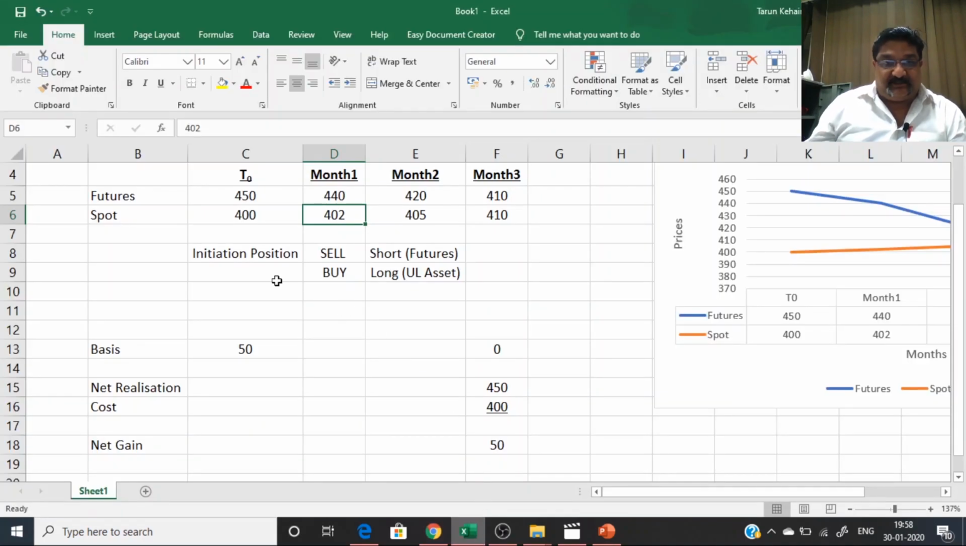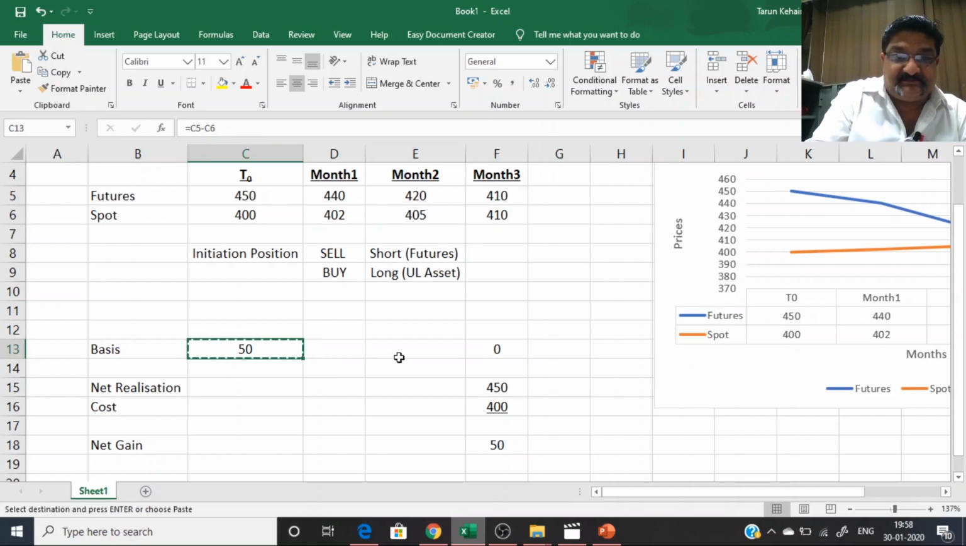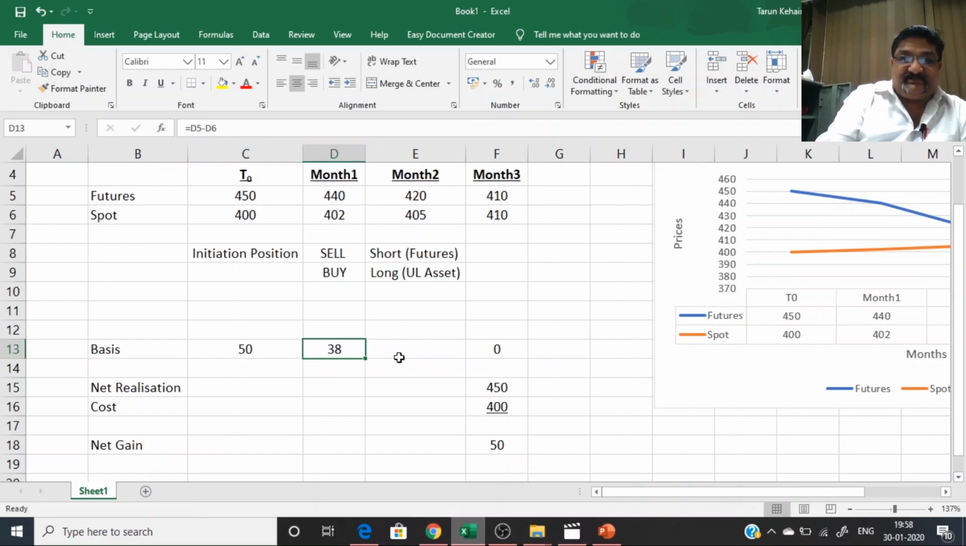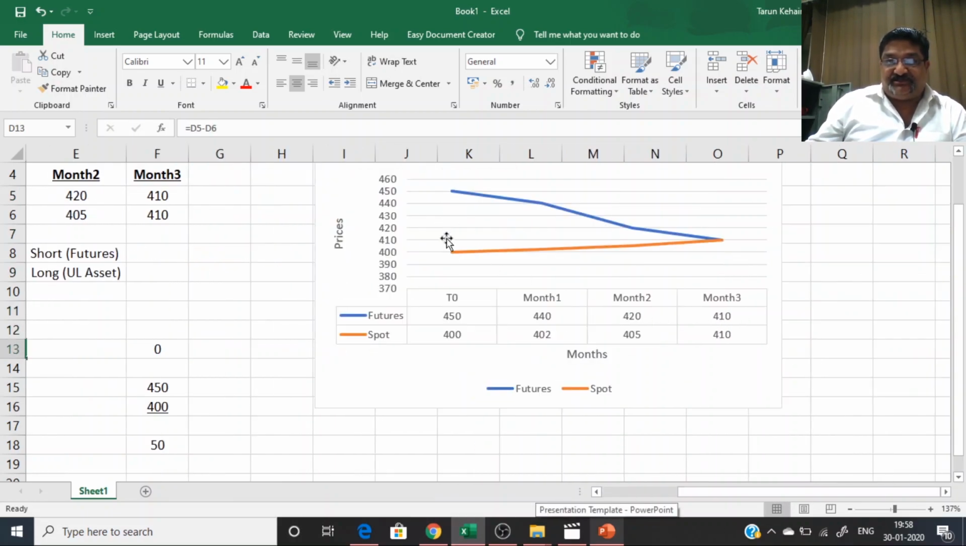Now let's go back to the Excel file. And now, do you see, let's compute the basis over here. So the basis is actually 38. Now if you look at the basis, it's again futures price minus spot price, which comes to 38. Now if you go to the graph, you will see that the initial basis at time 0 was 50, but at time 1 this has shrunk, or the basis has weakened to 38.